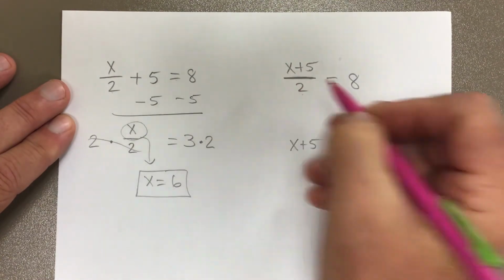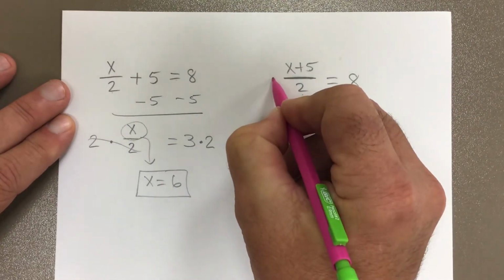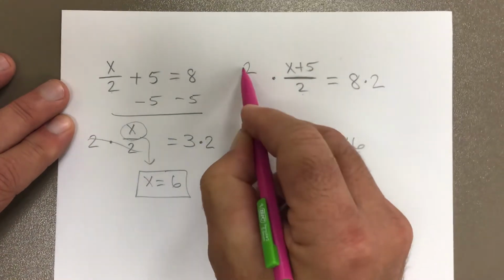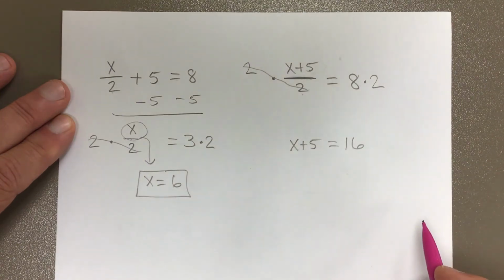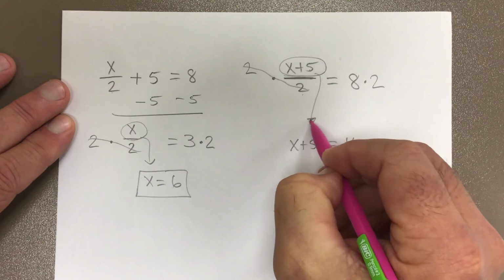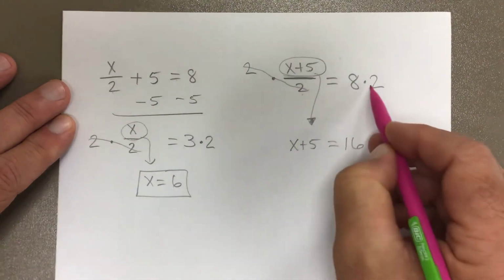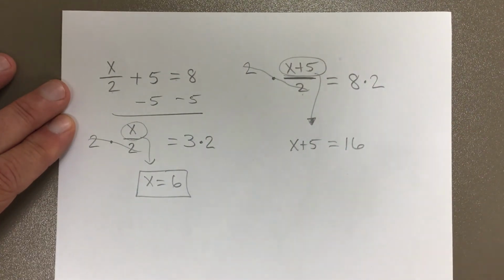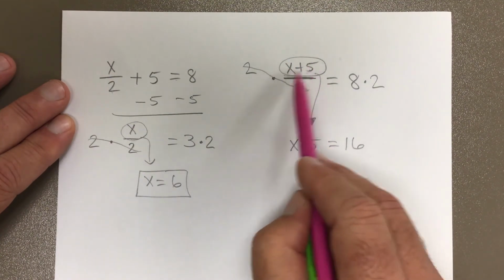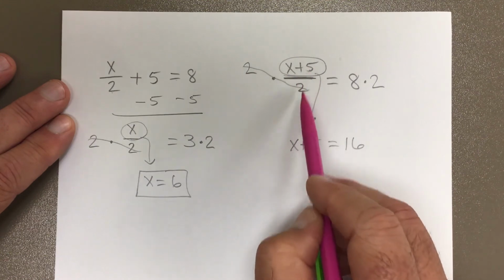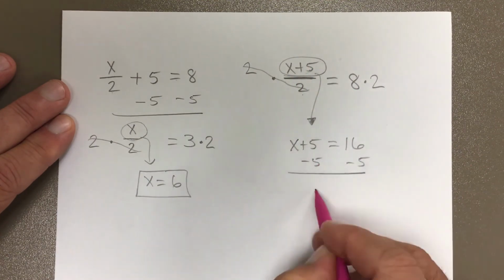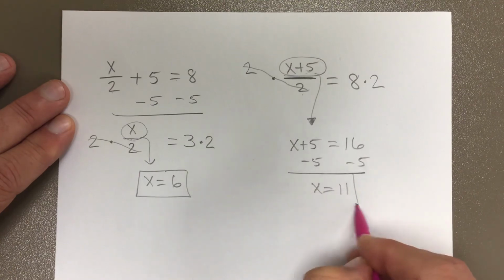Well, we undo this division first. We undo the division by multiplying by 2. These 2's cancel out. Then the x plus 5 falls down. And then 8 times 2 is 16. Hey, we knew that. Mentally, we knew that. This thing is 16, and 16 divided by 2 is 8. So now we subtract 5 from both sides, and we get x equals 11.